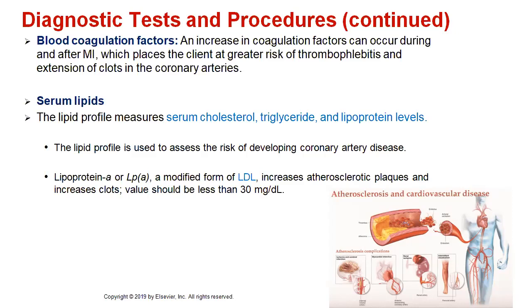Another form of angina is called variant angina. Variant angina is related to coronary artery spasm, and variant angina also occurs during rest. If angina is untreated, it leads to myocardial infarction.